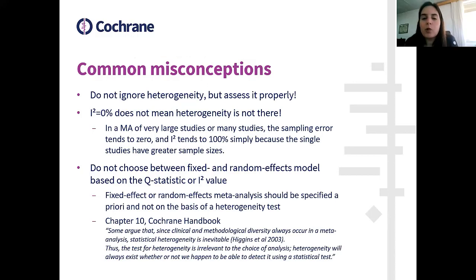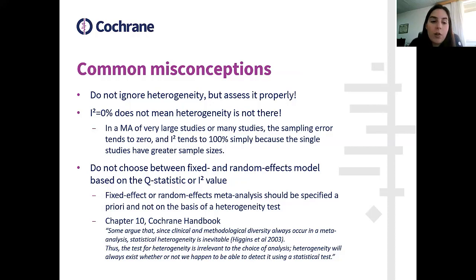Now some common misconceptions that we face in systematic reviews and meta-analysis. The first one is that we usually observe that people ignore heterogeneity. And this is a major issue. We should not ignore heterogeneity, but we should find a way to assess it properly.